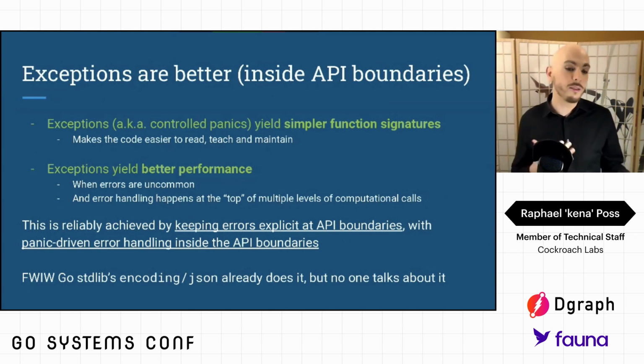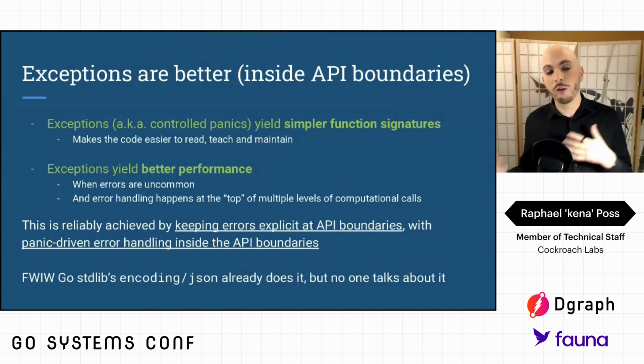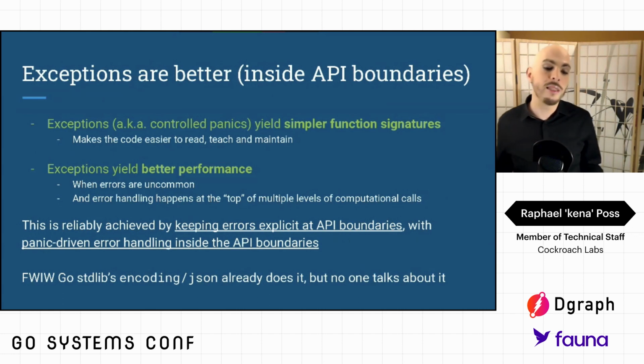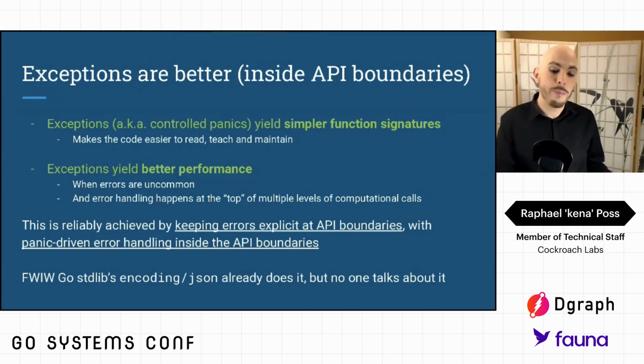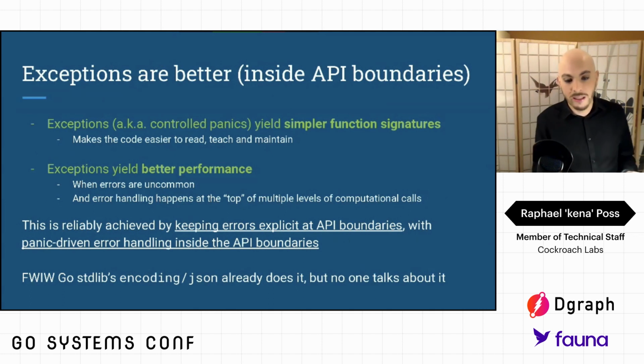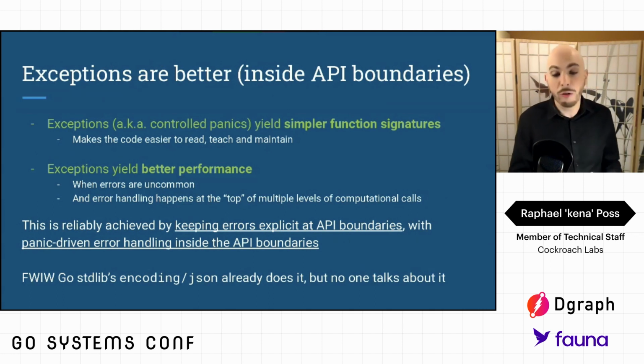So here is the main message. Using exceptions within a package is really a plus for software quality and maintainability. But if we want to do that properly, we should acknowledge API boundaries and remain within those boundaries, and go out of these boundaries, sorry, with error objects in the signatures.